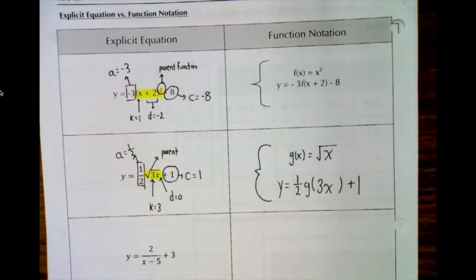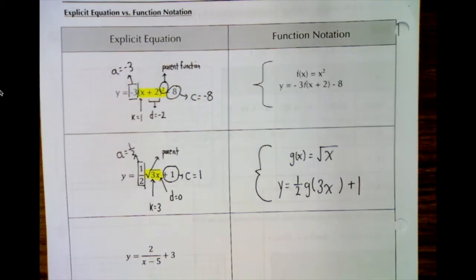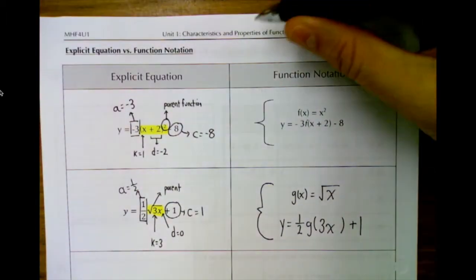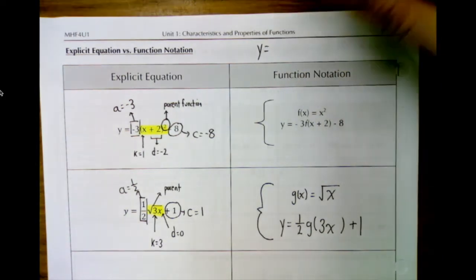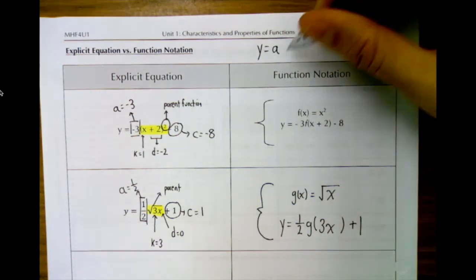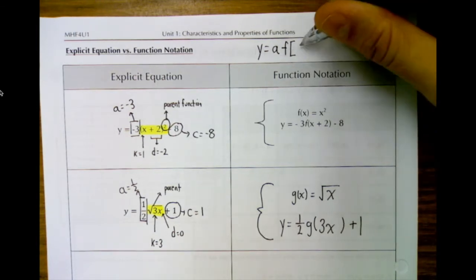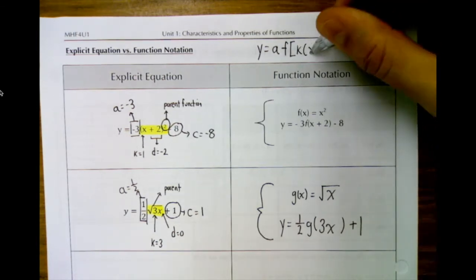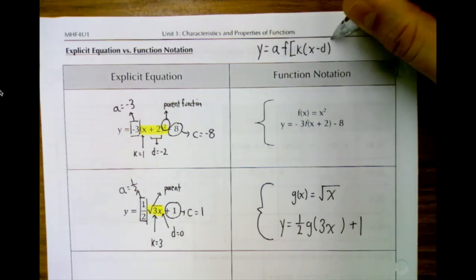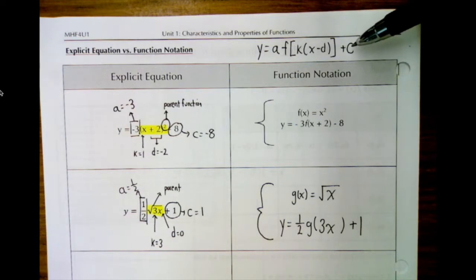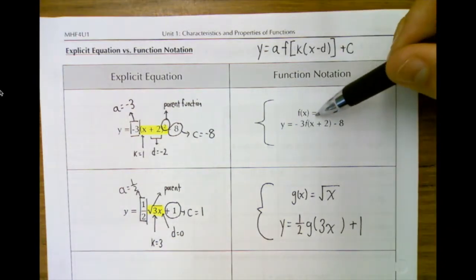All of these function notation equations follow the transformation equation, and the transformation equation is always structured like y equals a times f, and then inside the function we can have a k, an x minus d, and a plus c. And we're always structuring the second part of our function notation like this, and the first part is pulling out the parent function.